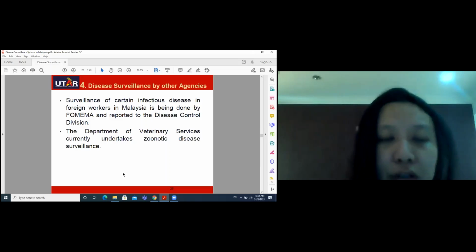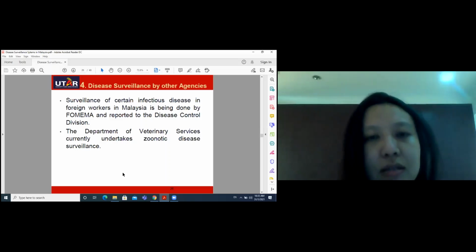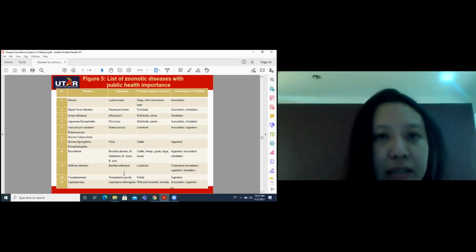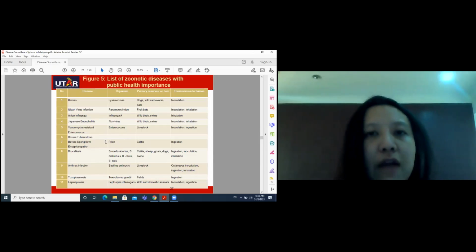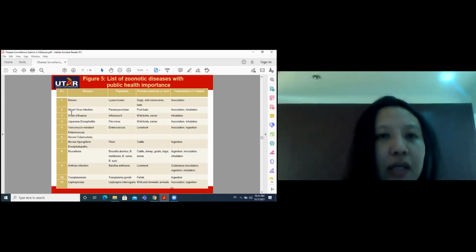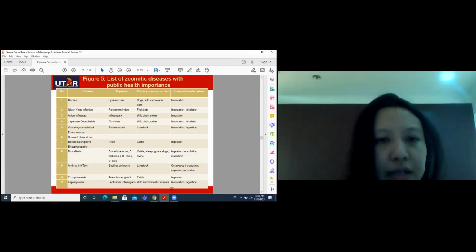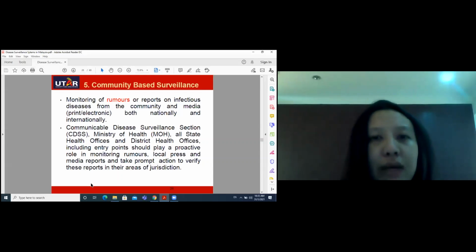Besides this, for the foreign workers, we also work together with the Ministry of Agriculture, the Department of Veterinary Services, that takes care of zoonotic disease surveillance. As you can see here, these are some of the diseases listed under zoonotic diseases, which bring public health importance. We have rabies, Nipah virus, avian influenza, JE, brucellosis, and leptospirosis here.